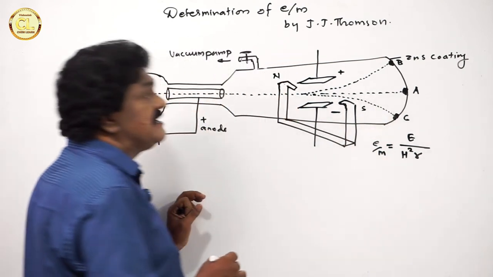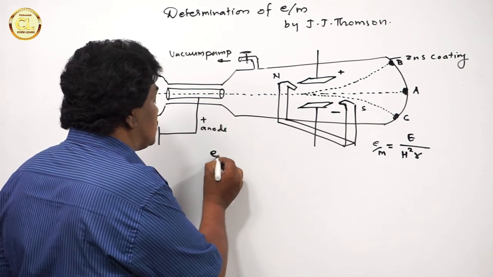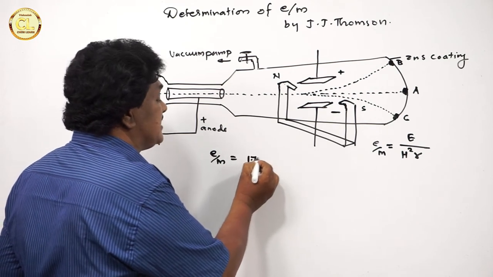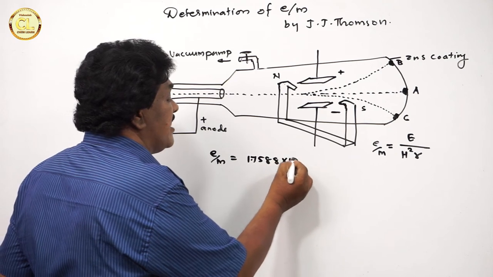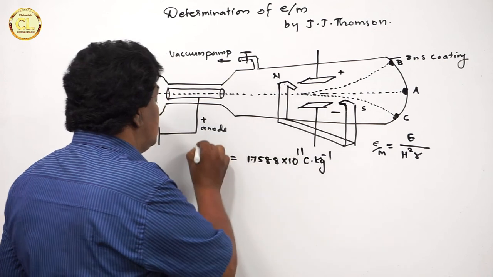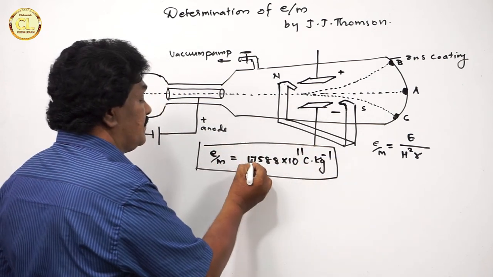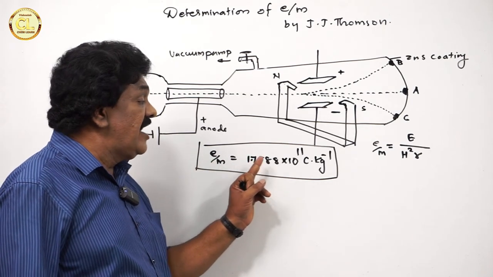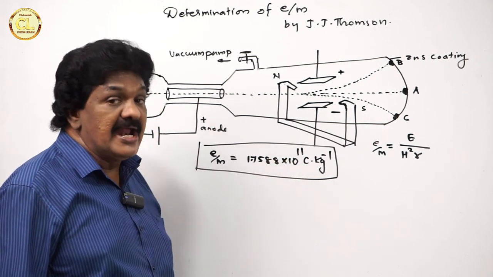From this experiment, J.J. Thomson calculated e/m of the electron as 1.7588 × 10^11 coulomb per kilogram. This is the e/m value of the electron. That is, e/m is equal to 1.7588 × 10^11 coulomb per kilogram.